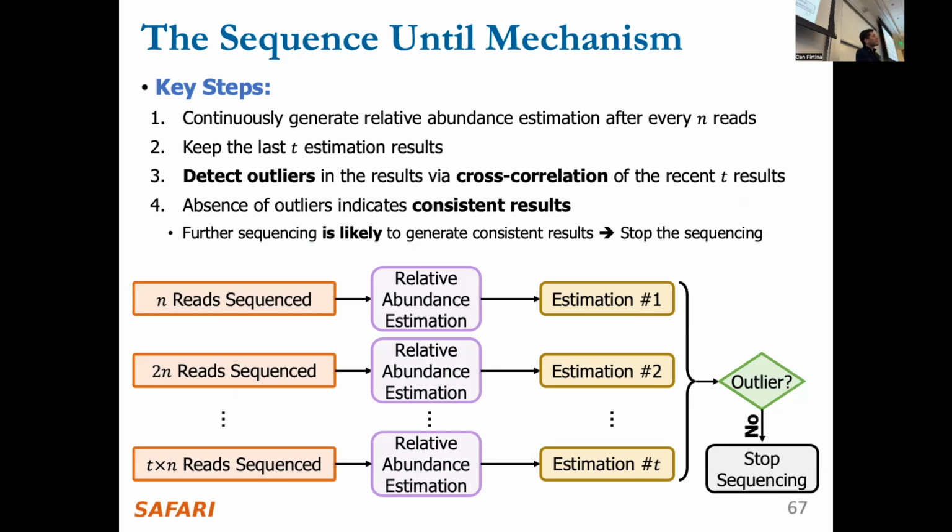If there's an absence of an outlier, then this means that we are performing relative abundance estimation pretty consistently. So this means that further sequencing is likely also to generate consistent results. So we don't really have to keep sequencing the entire sample. Rather, we can stop the entire sequencing run, because when we looked at the past window of t estimations, our estimations basically didn't change much. So we have pretty good confidence that it won't change with further sequencing as well.